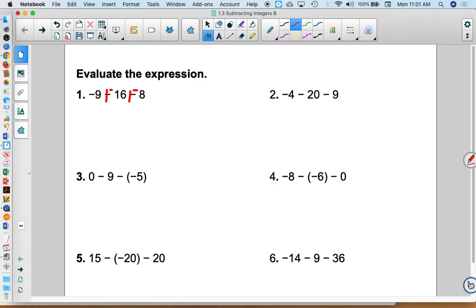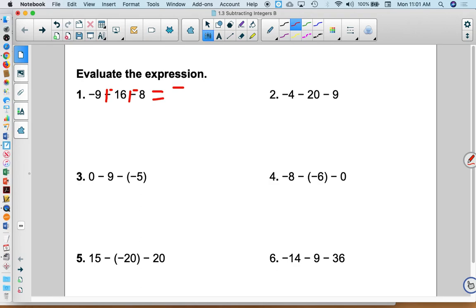All the signs are the same, so what do we do? Mr. Zach? You can add 16 and 8 and subtract 9. I've got the negative 9 plus negative 16 plus negative 8. Signs are the same. What do we do? Same sign, add and keep. Okay, so the signs are the same. Keep the sign and add 9 plus 16 plus 8.